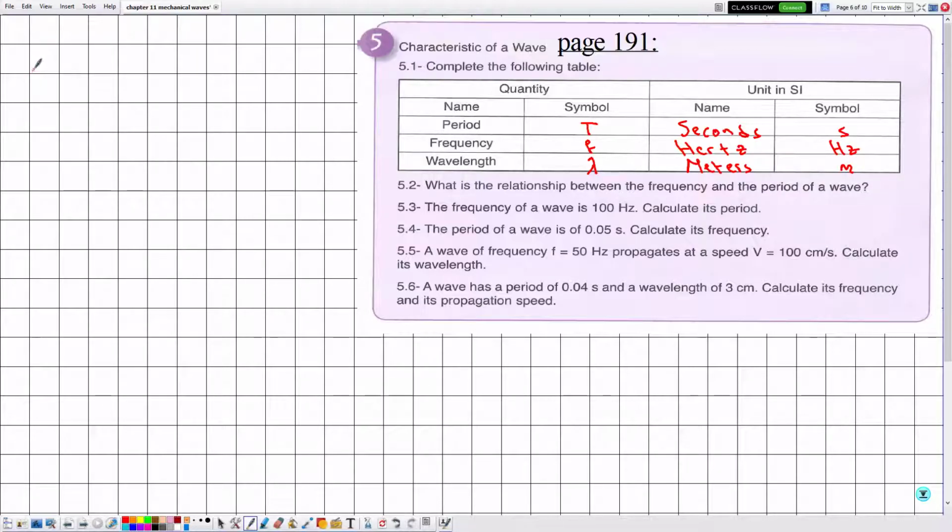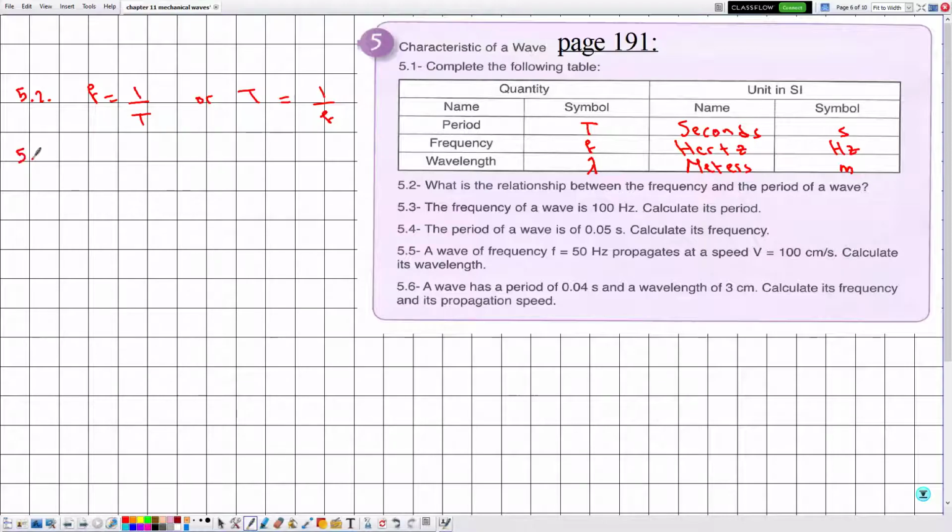Now as for 5.2, they are asking what the relation is between the frequency and the period of a wave. Previously we discussed that the relation is given by the reciprocal. The frequency is equal to 1 over the period, or the period is equal to 1 over the frequency. So this is the relation between them.